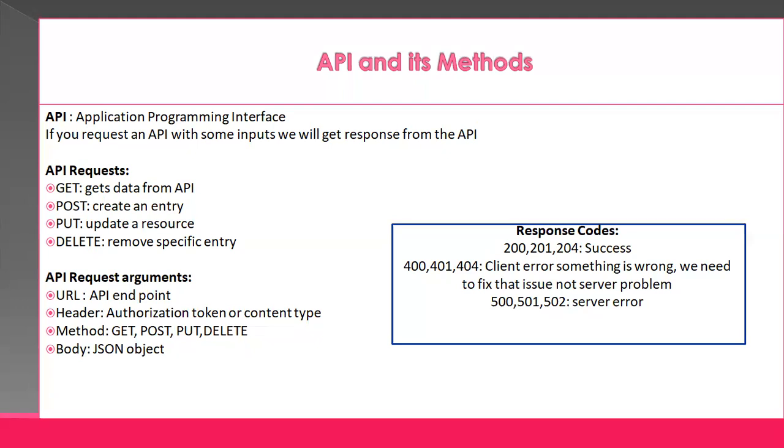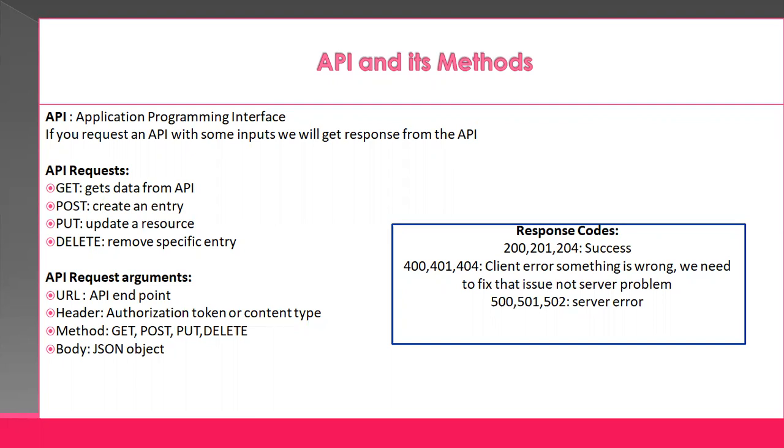Get is a method which is used to get the data from a particular system. So there is some data, get it. As I have shown you in the example, getting the weather information, today's weather information is one kind of a get response.